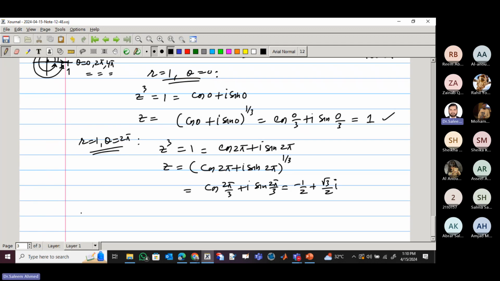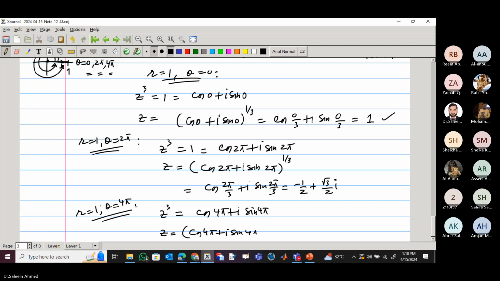Okay, and now the third case is r 1. R is not changing because it is the length, theta 4 pi. So I can write z cube as cos 4 pi plus iota sine 4 pi. And when I take z, which is the cube root, to the power 1 by 3, the 1 by 3 will go in.